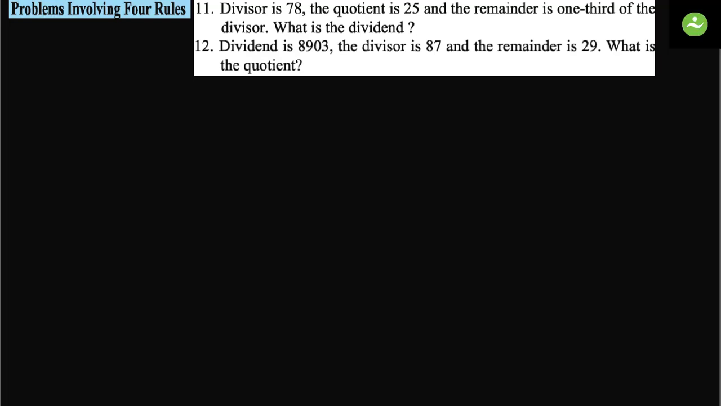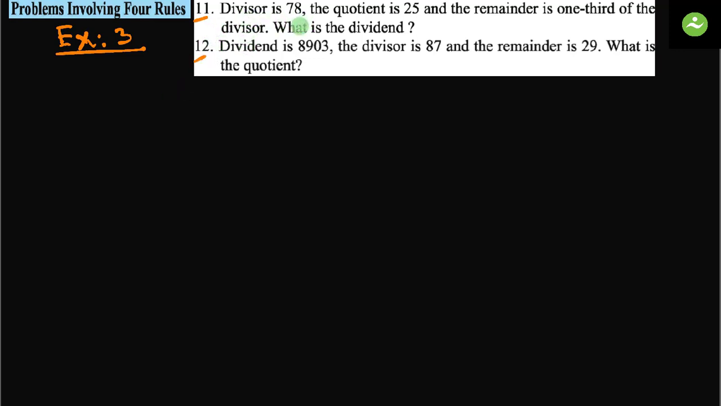Class 5 English version Math. Topic: Problems involving 4 rules. Exercise 3. Question number 11 and 12. These are similar problems. We will try to solve both.